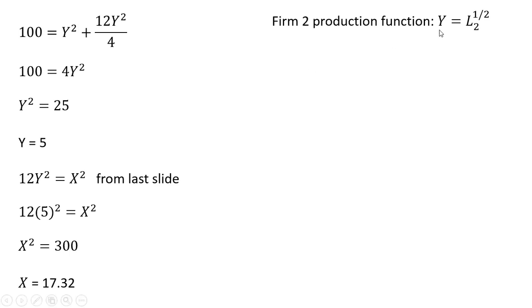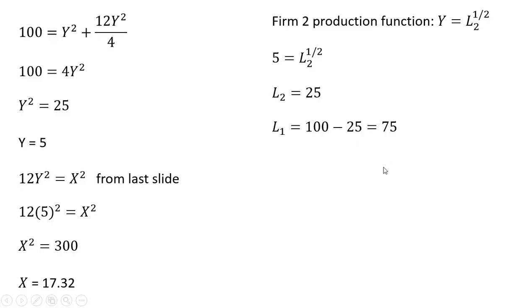Firm 2's production function is this. Firm 2 is producing 5 units, since Y is 5 after all. So that means firm 2 will use 25 units of labor, so the government planner will allocate 25 units of labor to firm 2. And this means that firm 1, since there are 100 units of labor in all, will be allocated 75 units.